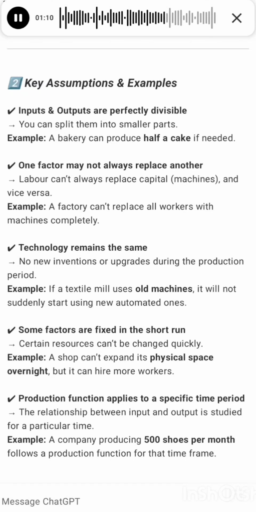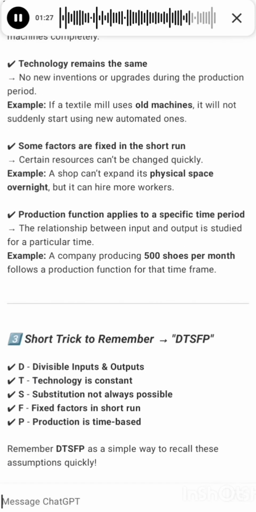Production function applies to a specific time period. The relationship between input and output is studied for a particular time. Example, a company producing 500 shoes per month follows a production function for that time frame. 3. Short trick to remember: DTSFP. D, divisible inputs and outputs. T, technology is constant. S, substitution not always possible. F, fixed factors in short run. P, production is time-based. Remember DTSFP as a simple way to recall these assumptions quickly.